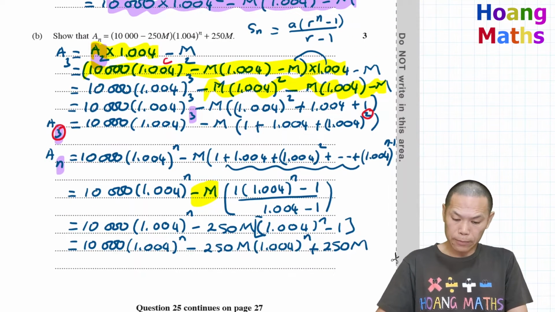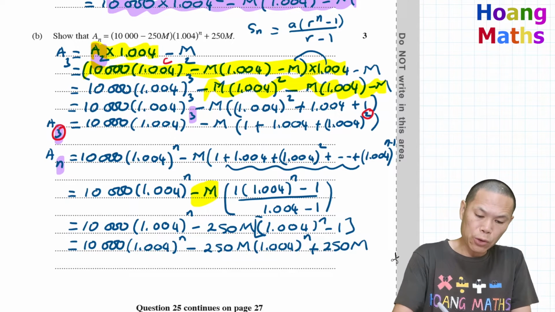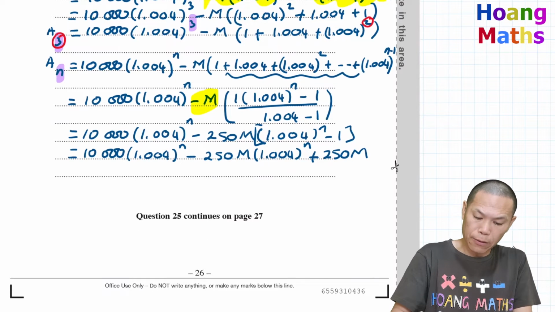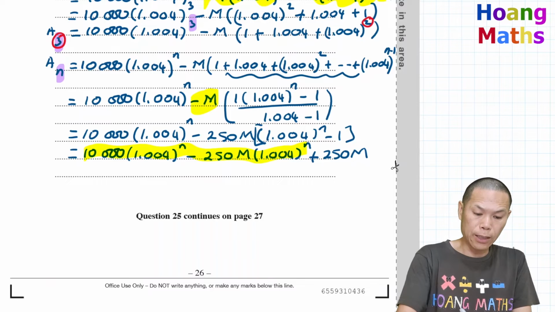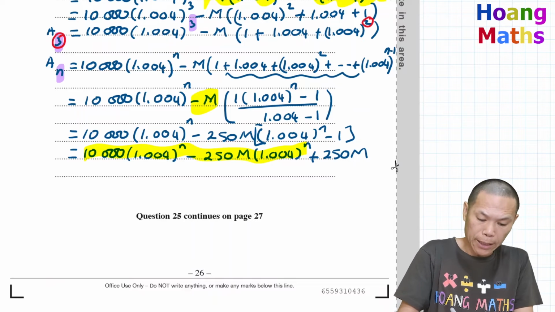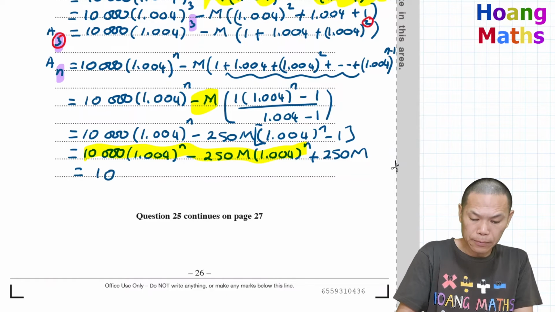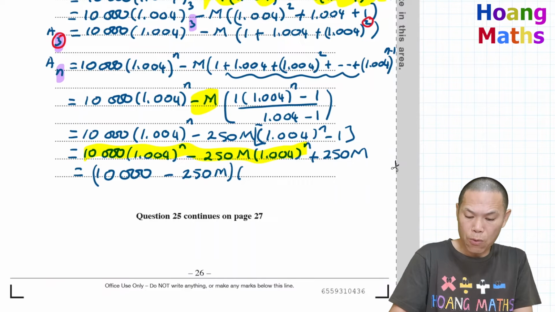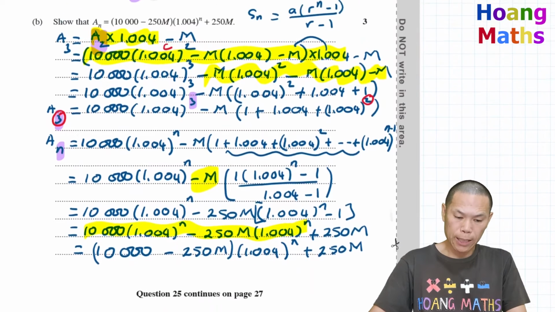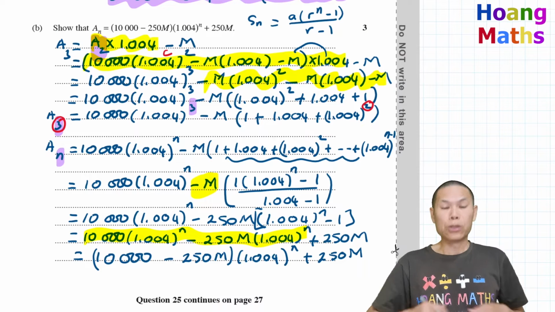So let's check. Now I have to work it out in this form, so I take out the common factor. The common factor for these terms is 1.004 to the power of n. So I take it and put it at the back. That will give me 10,000 minus 250 m, times 1.004 to the power of n, and we add 250 m. Let's double check. So there you go.